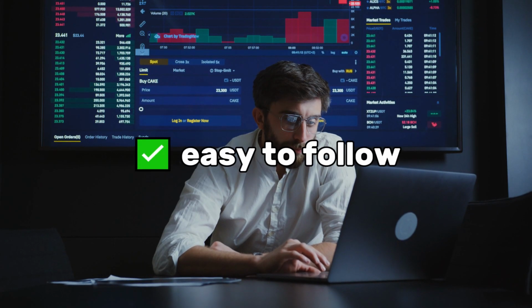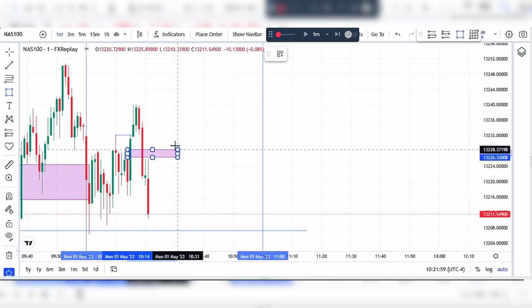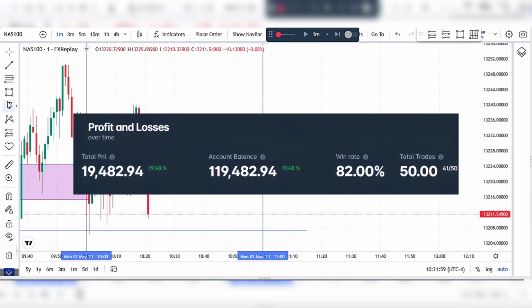I know you're searching for a straightforward strategy, one that's easy to follow with no complex rules, a strategy that offers a high win rate and substantial rewards.